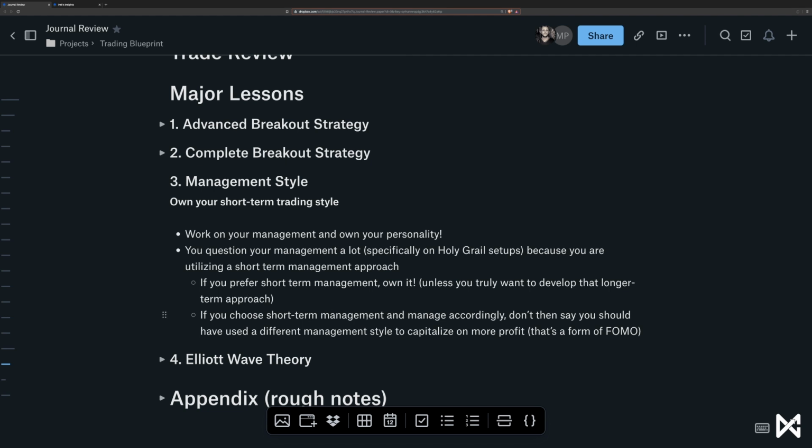If you choose short-term management and manage accordingly, don't then say that you should have used a different management style to capitalize on more profit. That is a form of FOMO, fear of missing out. A lot of traders have this, guys, right? A lot of times a trader A takes the same setup that a trader B and the trader C. Trader A might take it as a day trade. Trader B might take it using short-term management. Trader C might take it using long-term management.